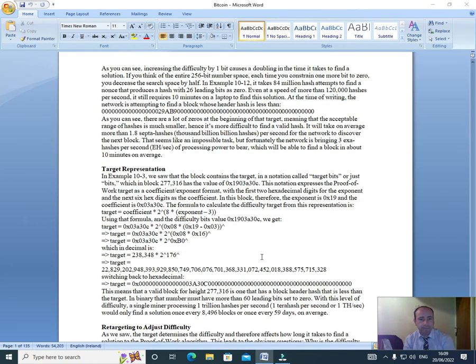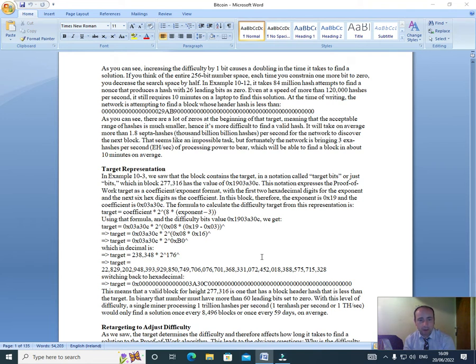As you can see, increasing the difficulty by one bit causes a doubling in the time it takes to find a solution. If you think of the entire 256-bit number space, each time you constrain one more bit to zero, you decrease the search space by half. In example 10-12, it takes 84 million hash attempts to find a nonce that produces a hash with 26 leading bits as zero. Even at a speed of more than 120,000 hashes per second, it still requires 10 minutes on a laptop to find the solution.